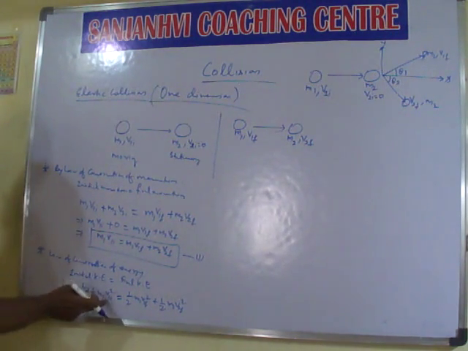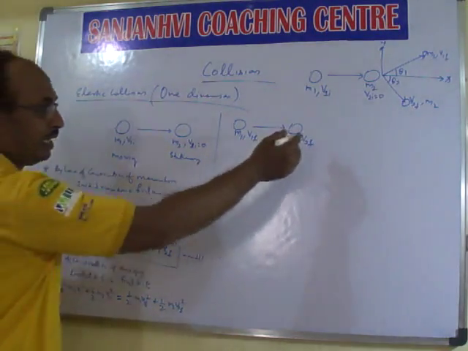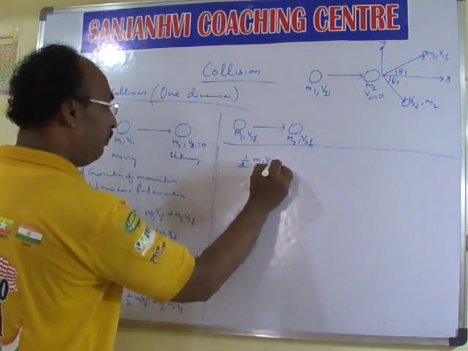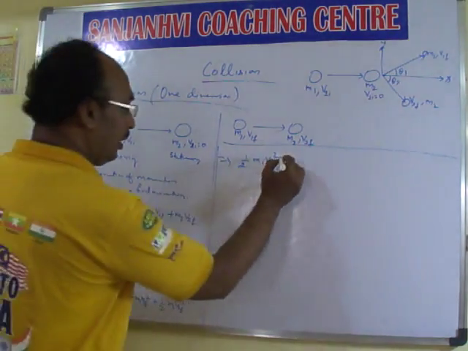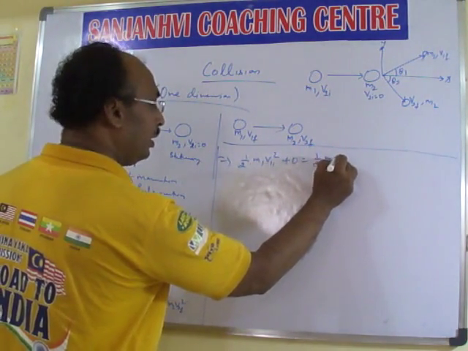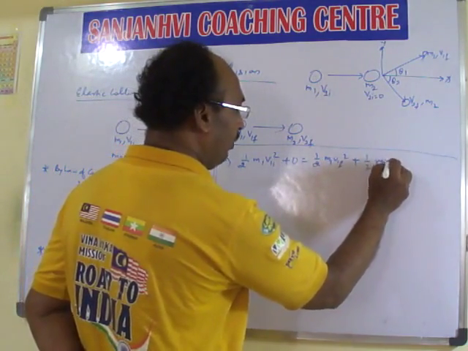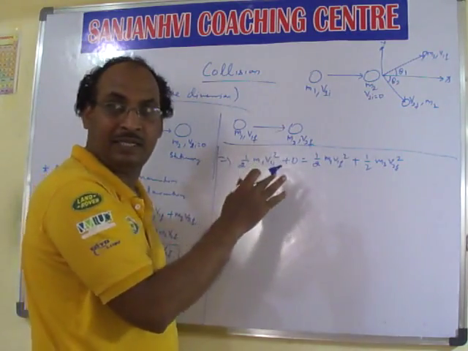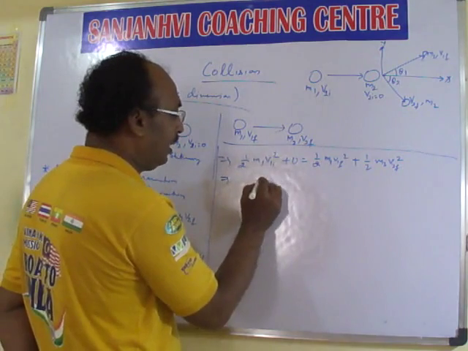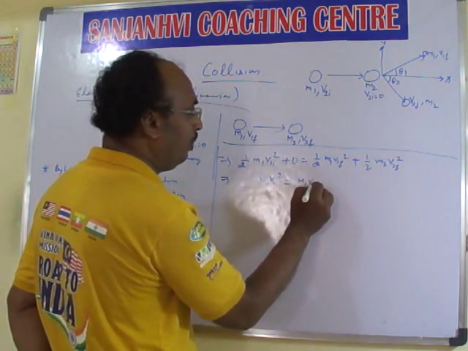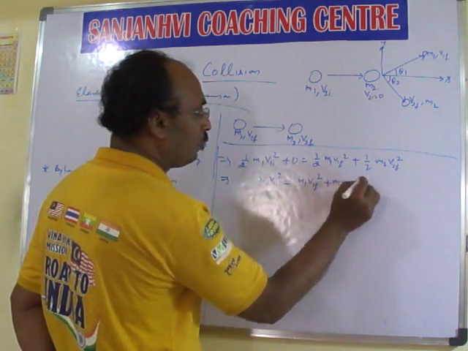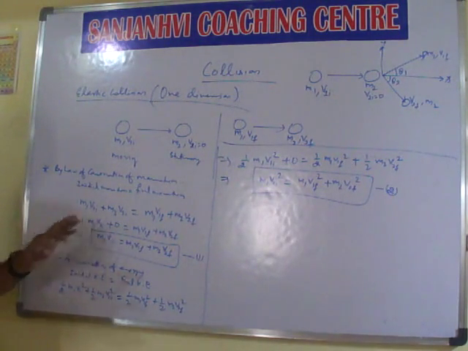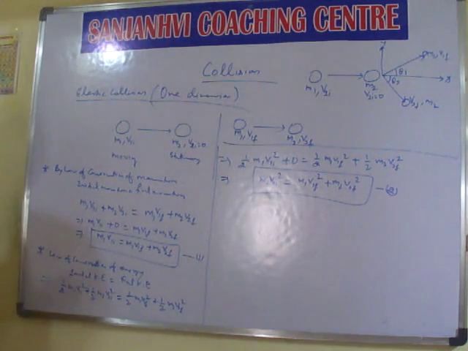Now because V2I is equal to 0, this term will become 0. So half M1 V1I square plus 0 is equal to half M1 V1F square plus half M2 V2F square. Half is there everywhere, so we can cancel it on both sides. It becomes M1 V1I square is equal to M1 V1F square plus M2 V2F square. This is another equation. Two equations we have got: M1 V1I is equal to M1 V1F plus M2 V2F.